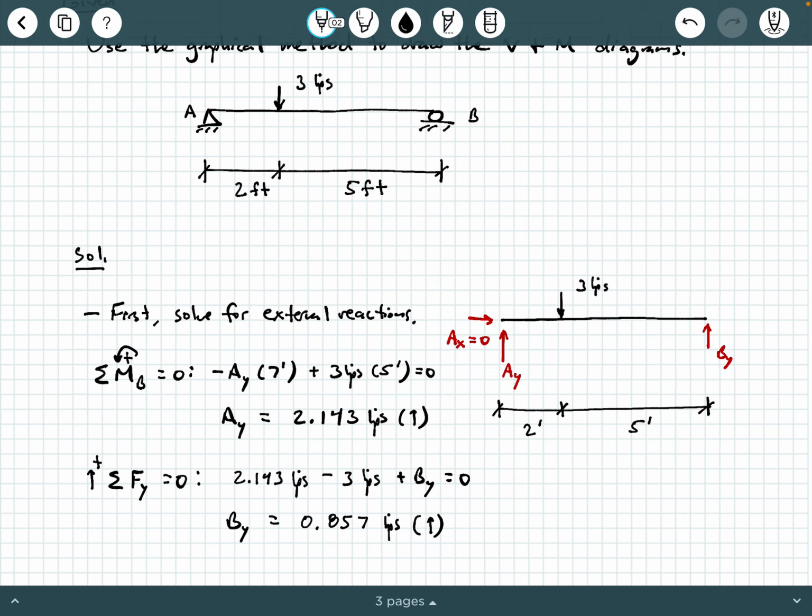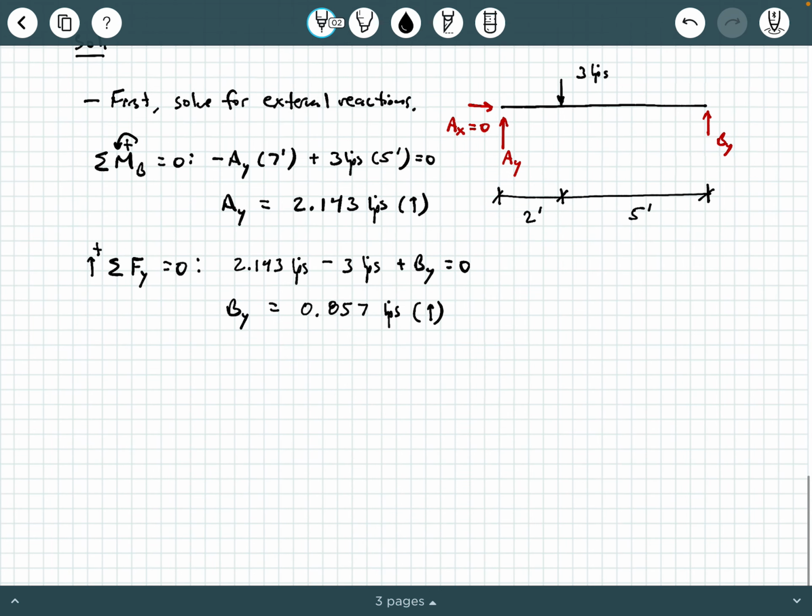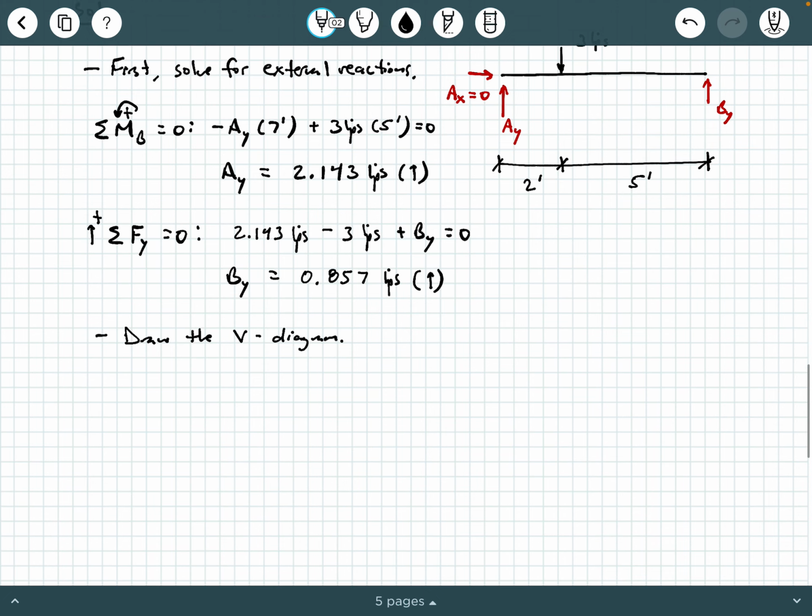So now what we do is we draw the shear diagram, okay? So we're going to make a note here. Draw the V diagram. Now what do we do? Well, we move left to right and we sketch that diagram. So here's what I'm going to do. I'm going to go ahead and draw a set of axes here. Here's my x-axis that has units of feet. Here's my shear axis, which has units of kips.